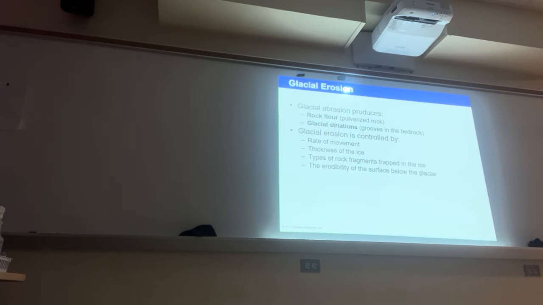Glacial erosion is going to be controlled by how quickly the glacier is moving, how thick the ice is, the types of rocks trapped in the ice, and how easily erodible the underlying surface is.